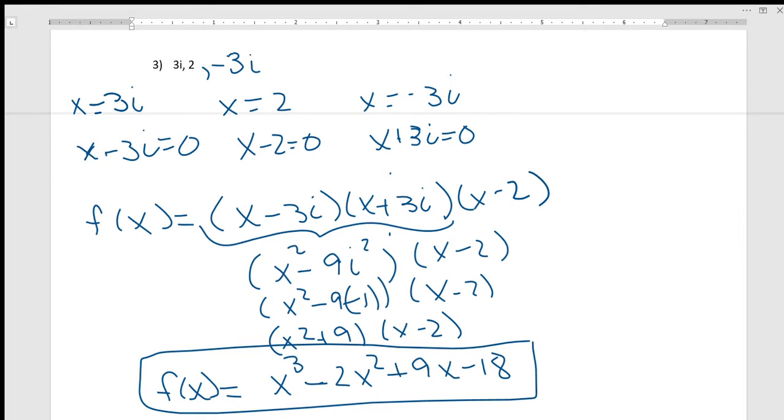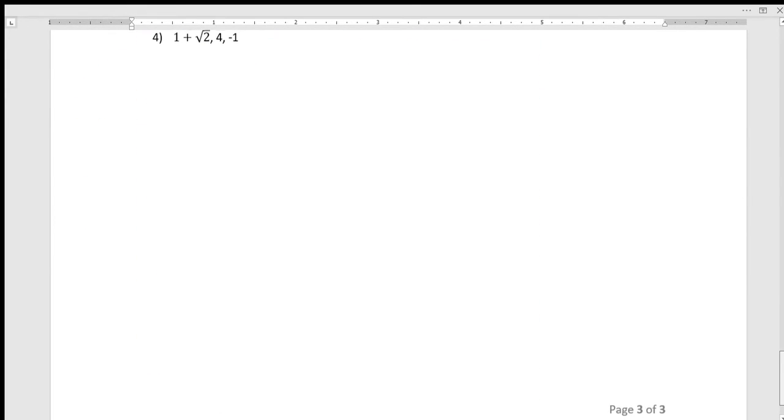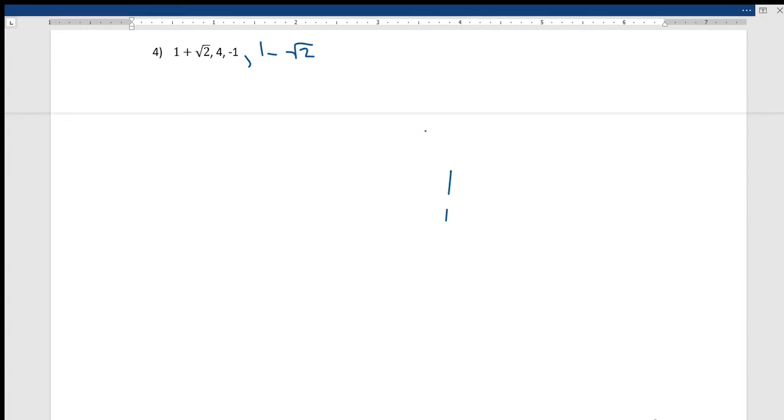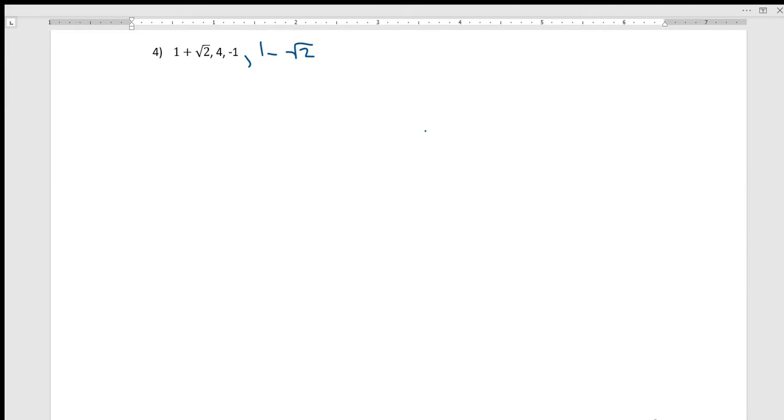Last example has an irrational root, or an irrational zero. Once again, the irrationals travel in conjugate pairs. So if we are given a root of 1 plus the square root of 2, they will travel in conjugate pairs. So if we've got 1 plus the square root of 2, we also have 1 minus the square root of 2.